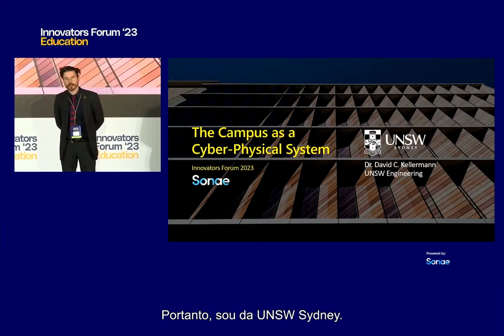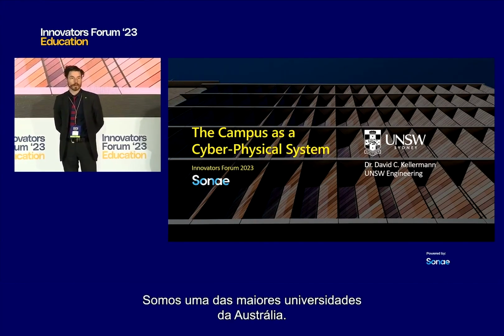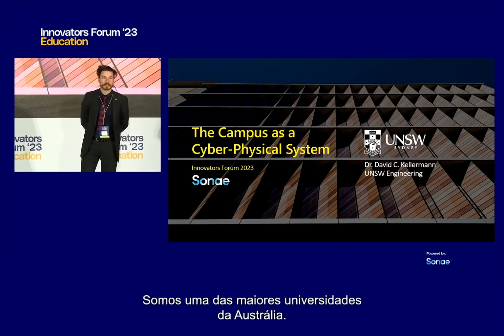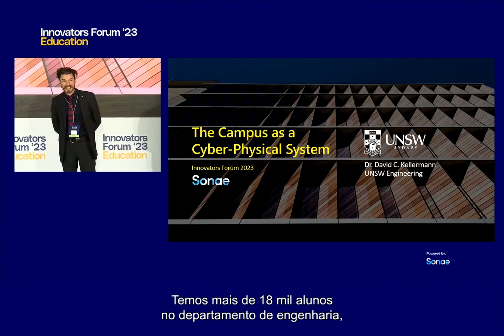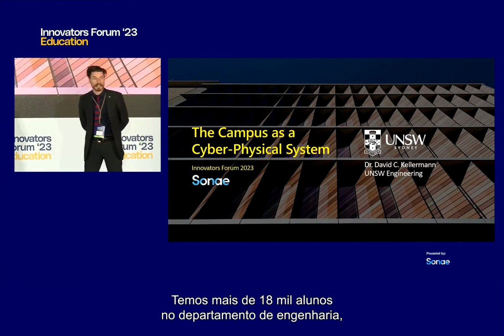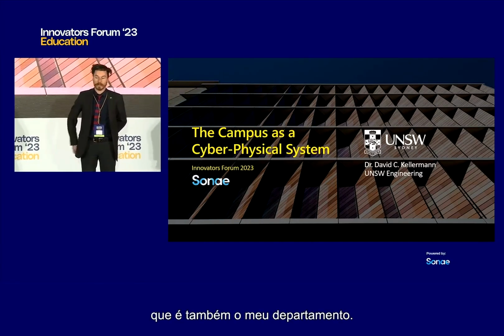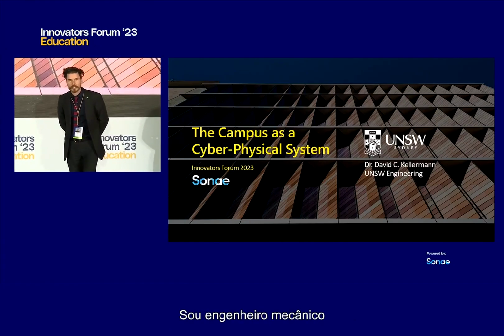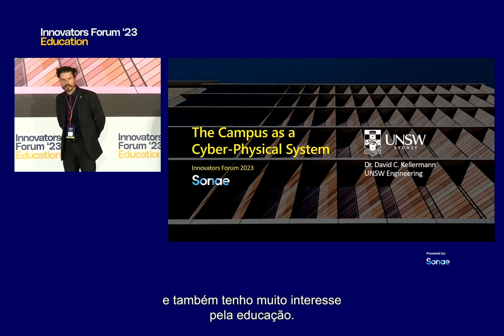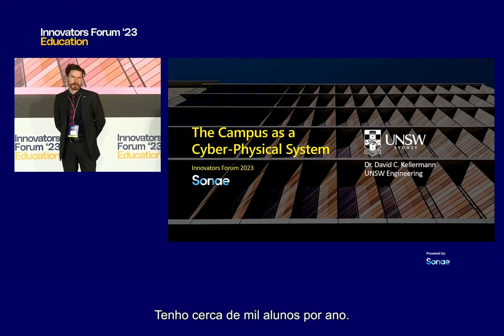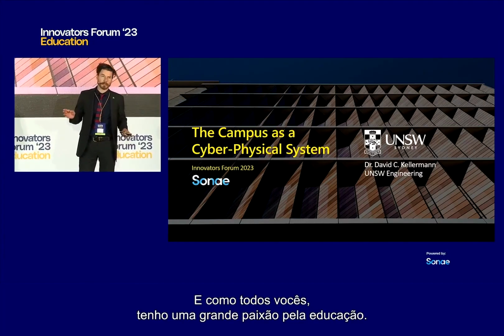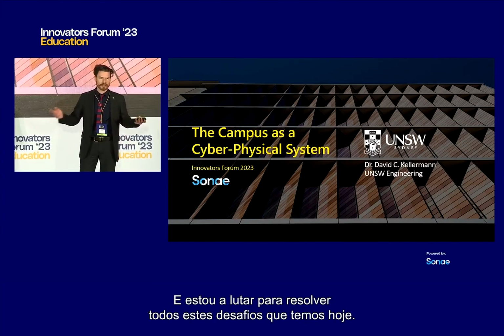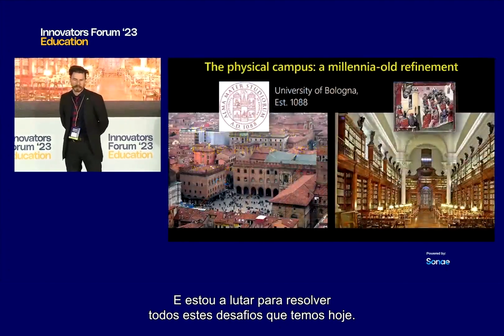So I am from UNSW Sydney. We are one of the big universities in Australia. We have 70,000 students. We have over 18,500 students in the engineering department, which is where I am from. So I'm a mechanical engineer, and I'm also really interested in education. I teach about 1,000 students a year. And like everyone here, I'm really passionate about education, and I'm struggling to solve all of these different problems and challenges that we have today.